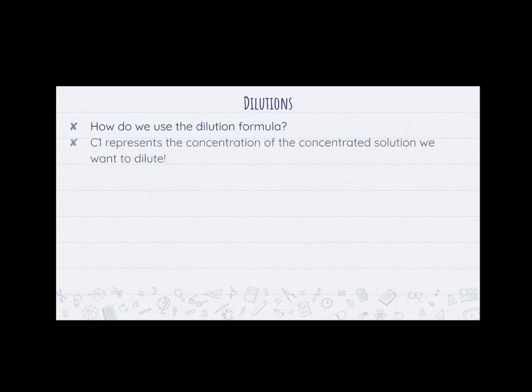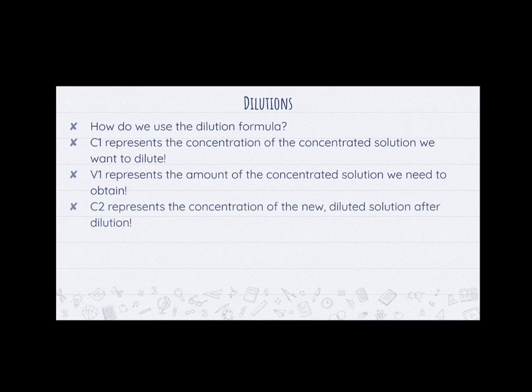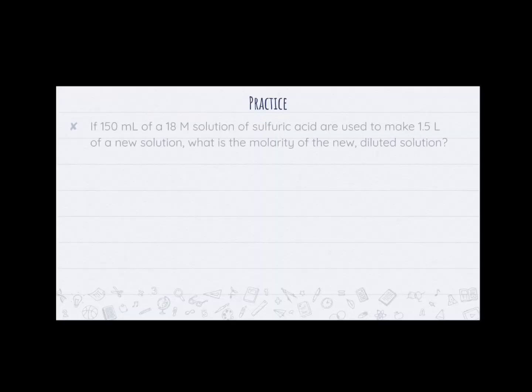How do we use the dilution formula? C1 represents the concentration of the solution we want to dilute. V1 represents the amount of concentrated solution we want to obtain. C2 represents the concentration of the new diluted solution after dilution. V2 represents the amount of new diluted solution we want to prepare.